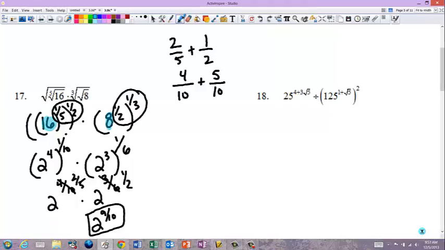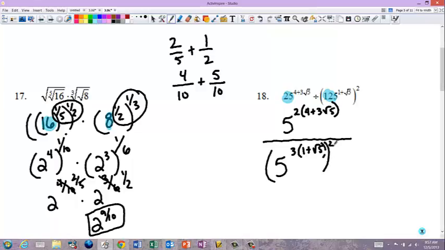18. If I recognize that 25 and 125 are both powers of 5, I'll make my life easier initially. I can write that as 5 to the 2 times 4 plus 3 square root of 5. And then over, this will be 5 to the 3rd times 1 plus the square root of 5 to the 2nd. This will be 5 to the 8 plus 6 square root of 5 over, and go ahead and make this 3 times 3 square root of 5. And then when I do the 2, I distribute it as well, so that's 6 plus 6 square root of 5.